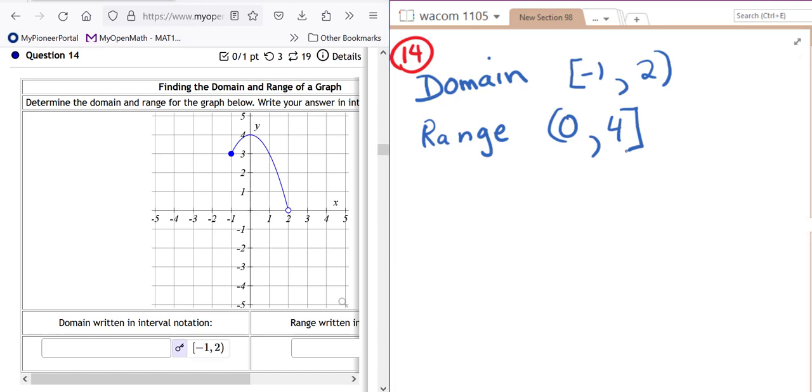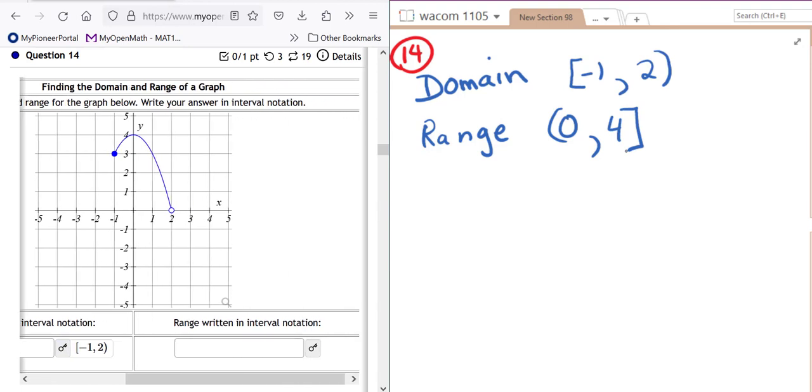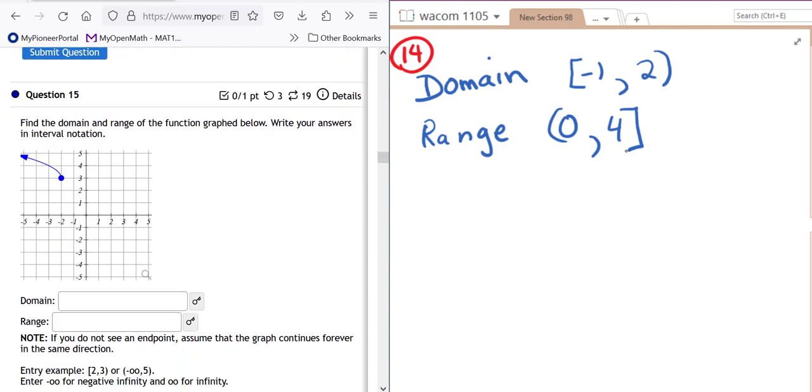So -1 to 2, and this one will be 0 to 4. So be careful with your parentheses and brackets there. Probably have another one of those we could practice here. Right, so we want to do the domain and the range from the picture.